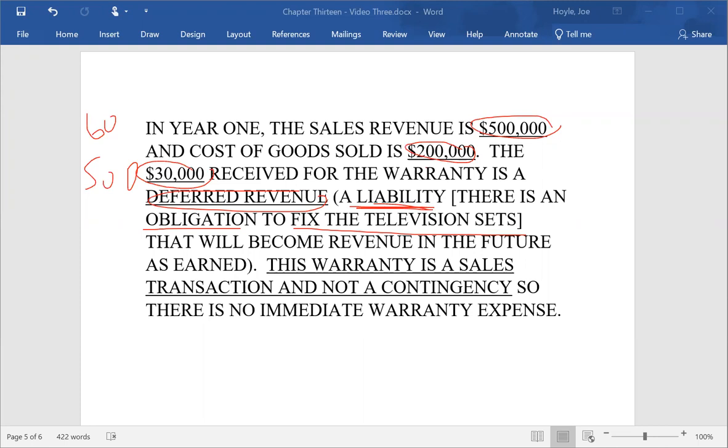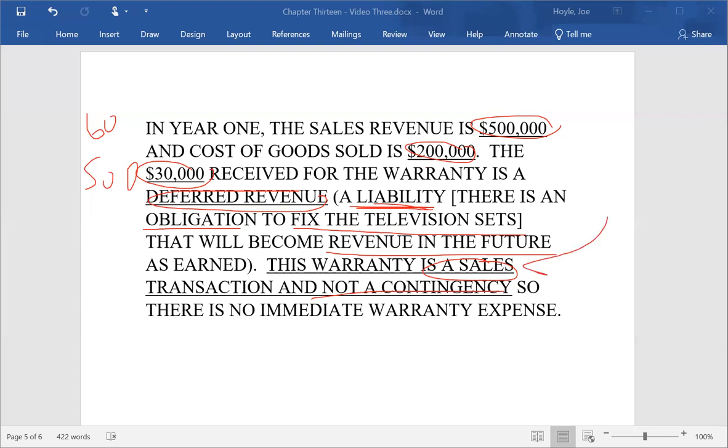When will that liability become a revenue? It will become a revenue as the work is done. It will become a revenue as the coverage of the television sets takes place. And that's going to happen in year two. So you have a deferred revenue in year one because you're going to cover the televisions in year two. So it's a deferred revenue in year one, and then it becomes a sales revenue or a warranty revenue in year two. This is a sales transaction and not a contingency.